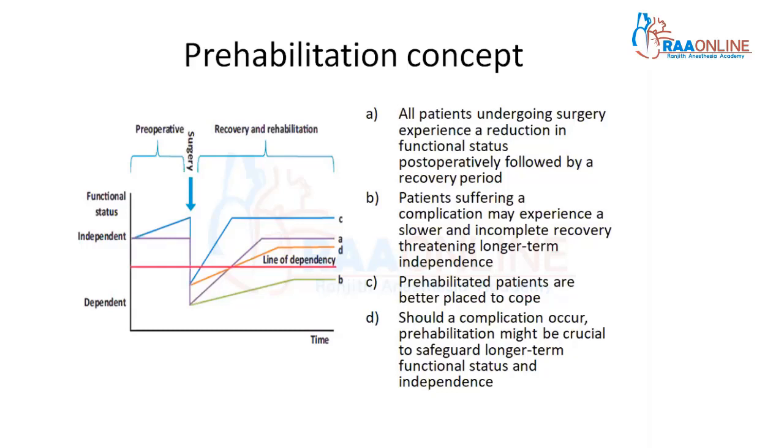And what about line D? Line D is when the patient has undergone prehab in the preoperative period, but unfortunately again has a complication. But because they have undergone prehab in the preoperative period, they recover over the line of dependency, unlike line B, where the patients have not undergone prehab. So this is the difference we are looking at. Even if the patients unfortunately have a complication, if they have undergone prehabilitation, they will be in a better position to cope with the complication and come out well from the surgery.